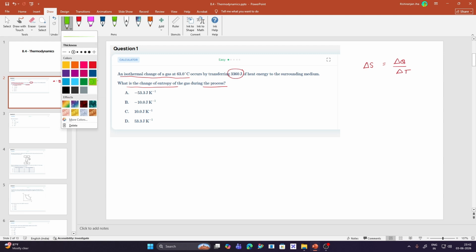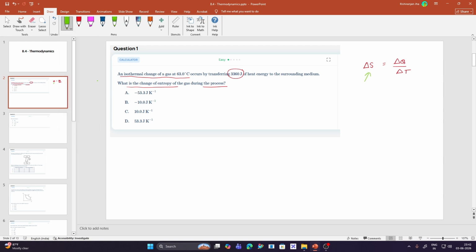So we know that delta S is entropy, delta Q is heat, and delta T is temperature. Now we know that delta S is equal to delta Q by delta T. But before solving this numerical, we have to convert Celsius into Kelvin.